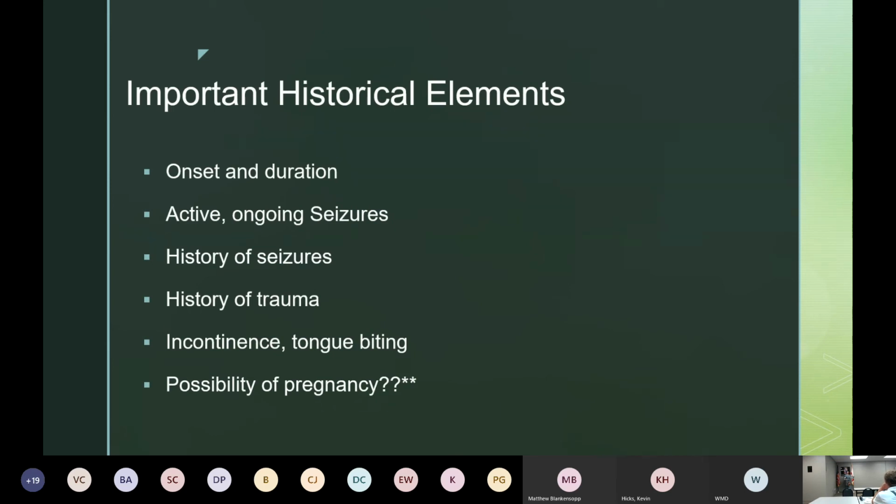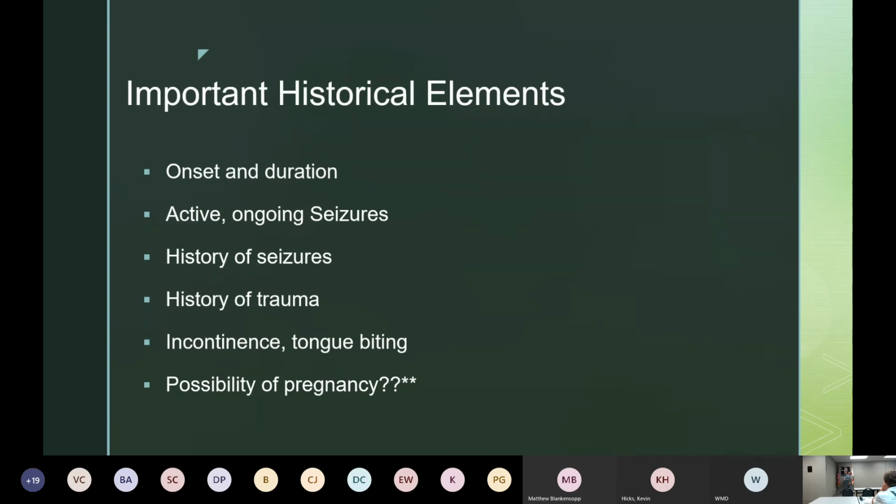So the important historical elements of seizure: how long the seizure's been ongoing is basically one of the biggest important things to ascertain when you get on scene. Is it still going on when you get there? The vast majority of seizures will stop within 2 to 3 minutes. So it's very important, if the seizure's still ongoing, to see how long it's been going. The longer it goes past 3 or 4 minutes, the more chance that it will be harder to break. And that's just generalized for all seizures. The longer it goes, the harder it is to break.